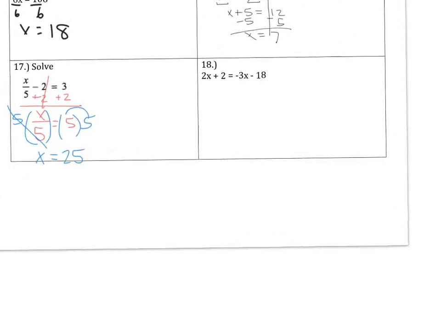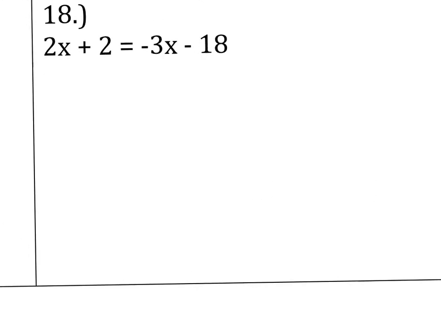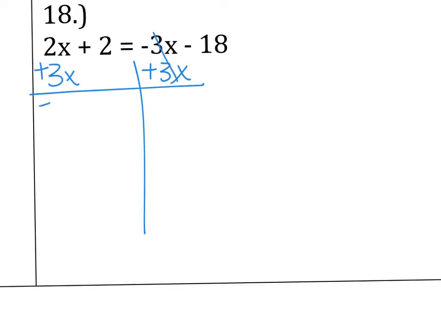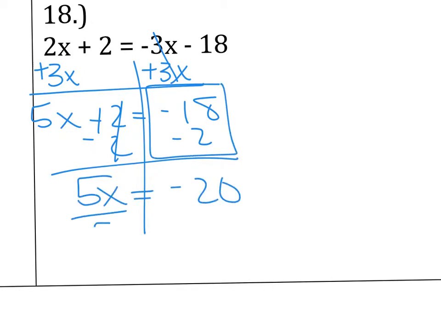One more on this page. No distributing, no family members on the same side. We draw the line. I'm going to bring the 3x to the 2x. I get 5x. Here's where everybody made a mistake. When you subtract 2, this isn't 16. This is negative 18 minus 2 more. This is negative 20. Everybody did that wrong. Negative 4.